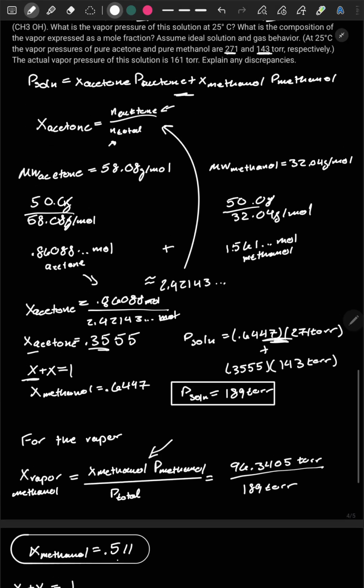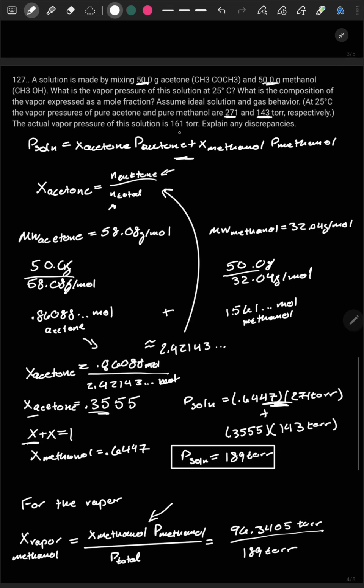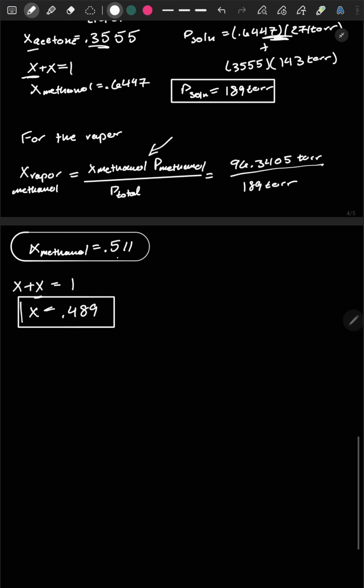And so looking at the question, we know that the actual vapor pressure is supposed to be 161. So we are higher than the actual if we look right here. So the original vapor pressure is less than the new, therefore indicating a negative deviation from the ideal Raoult's law. This negative deviation means a lower vapor pressure, indicating stronger attraction between the unalike molecules.